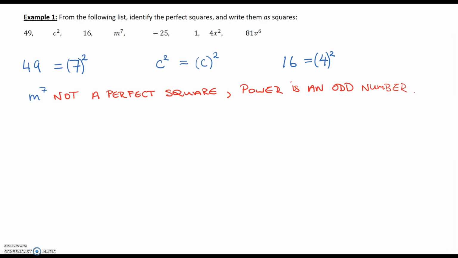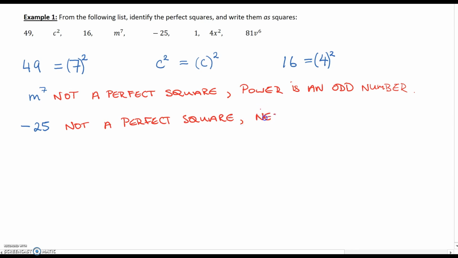Okay, the next number we have is negative 25. Well, negative 25 is not a perfect square because negative numbers can't be squares. So we're not going to include negatives.